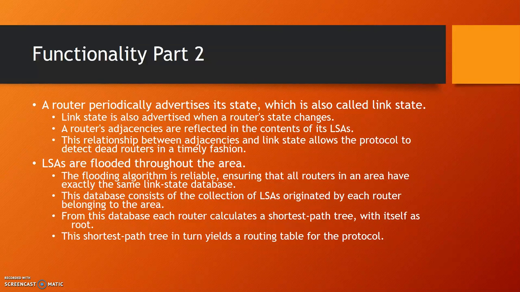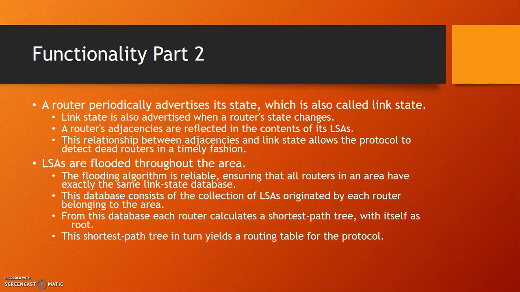So the last part is that a router periodically will advertise its state, which is also called the link state. A link state is also advertised when a router's state changes. So if it goes down, if it has an error or anything like that, it will advertise. A router's adjacencies are reflected in the contents of its LSA. This relationship between adjacencies and link state allows the protocol to detect dead routers in a timely fashion.